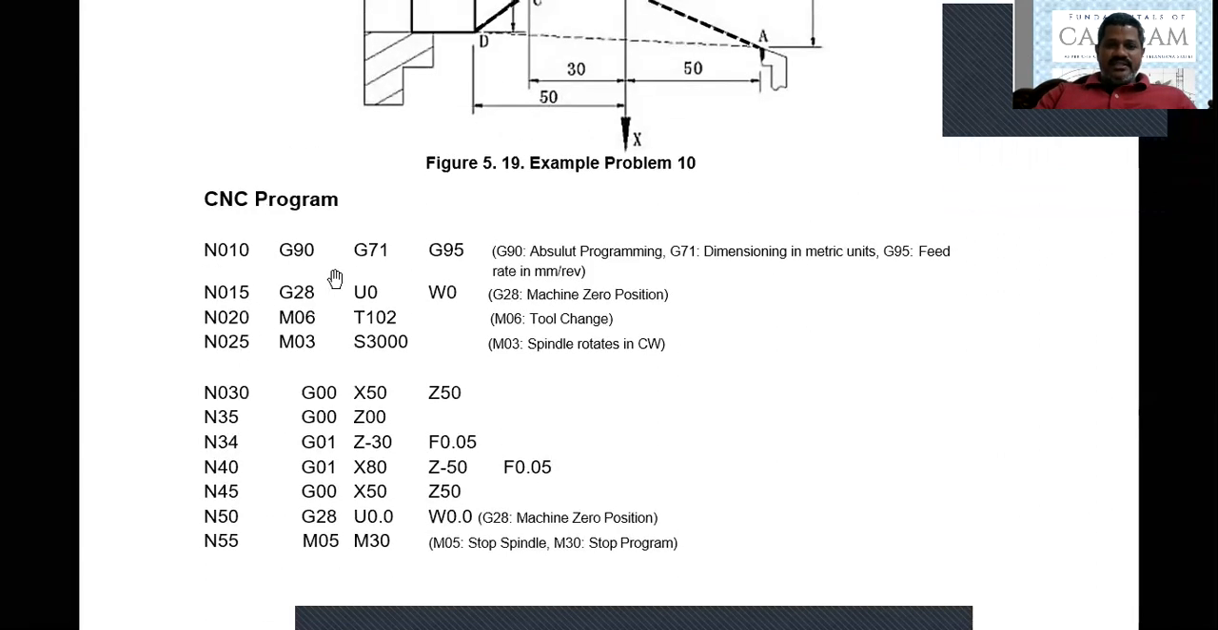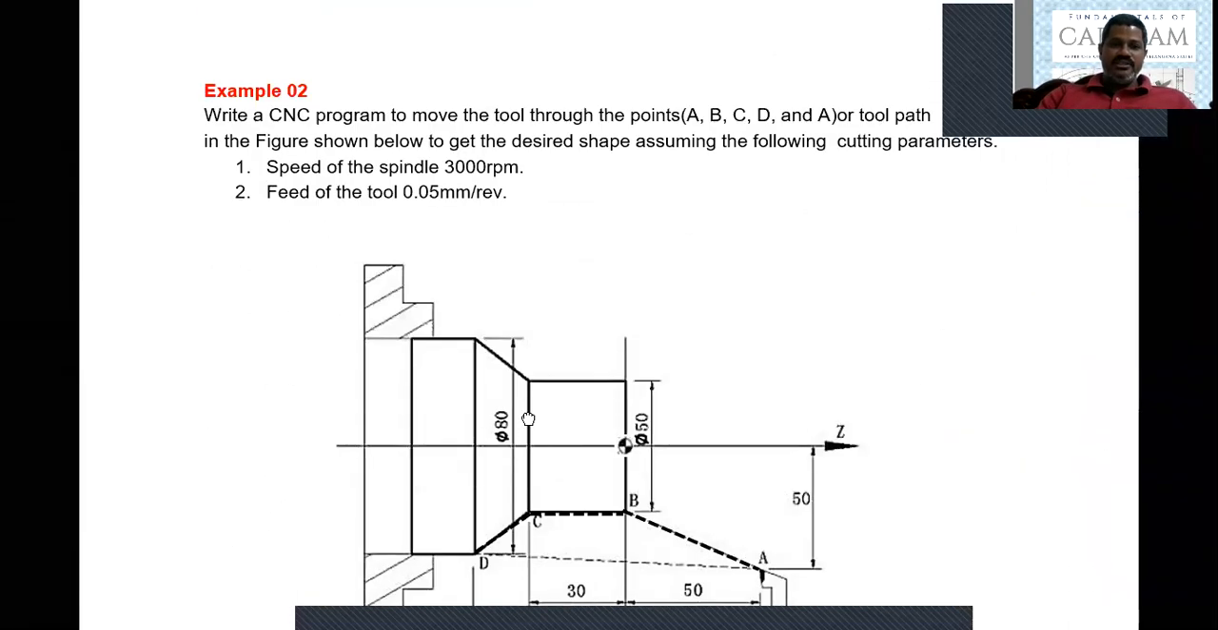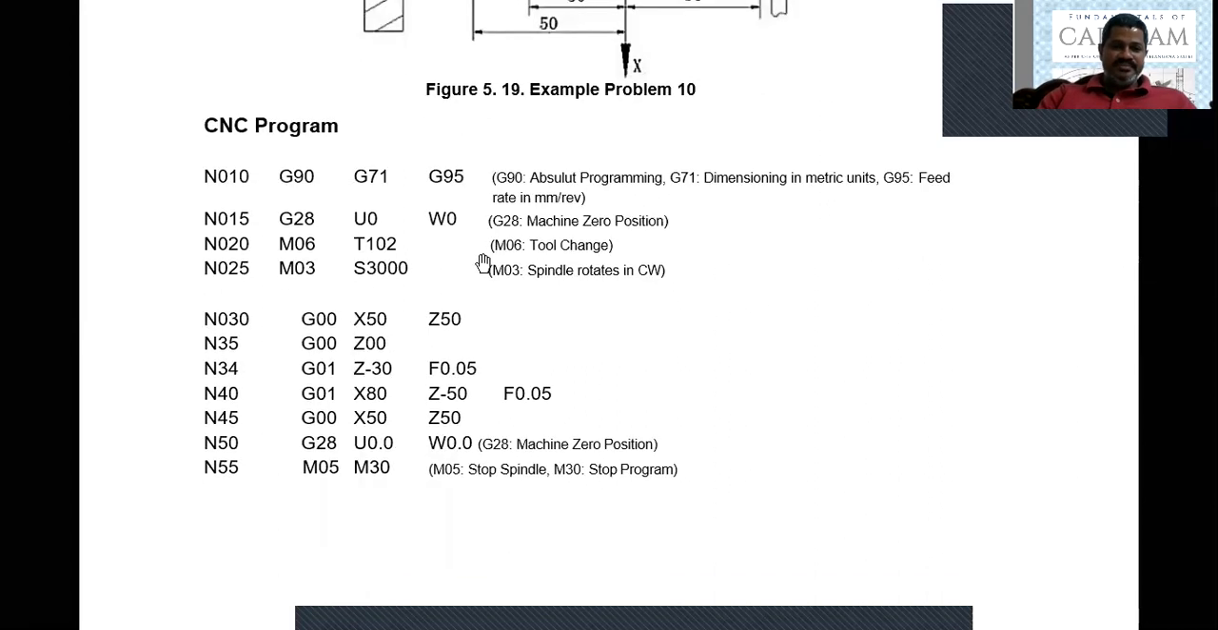You can see now, let us specify absolute programming, dimensioning in millimeters, feed rate in mm per revolution, then bring the tool to the machine zero position, then select the tool by using the tool change command M06. Here the tool number is 102. Then rotate the spindle in the clockwise direction by specifying the spindle speed. The specified spindle speed in this problem is 3000 RPM.